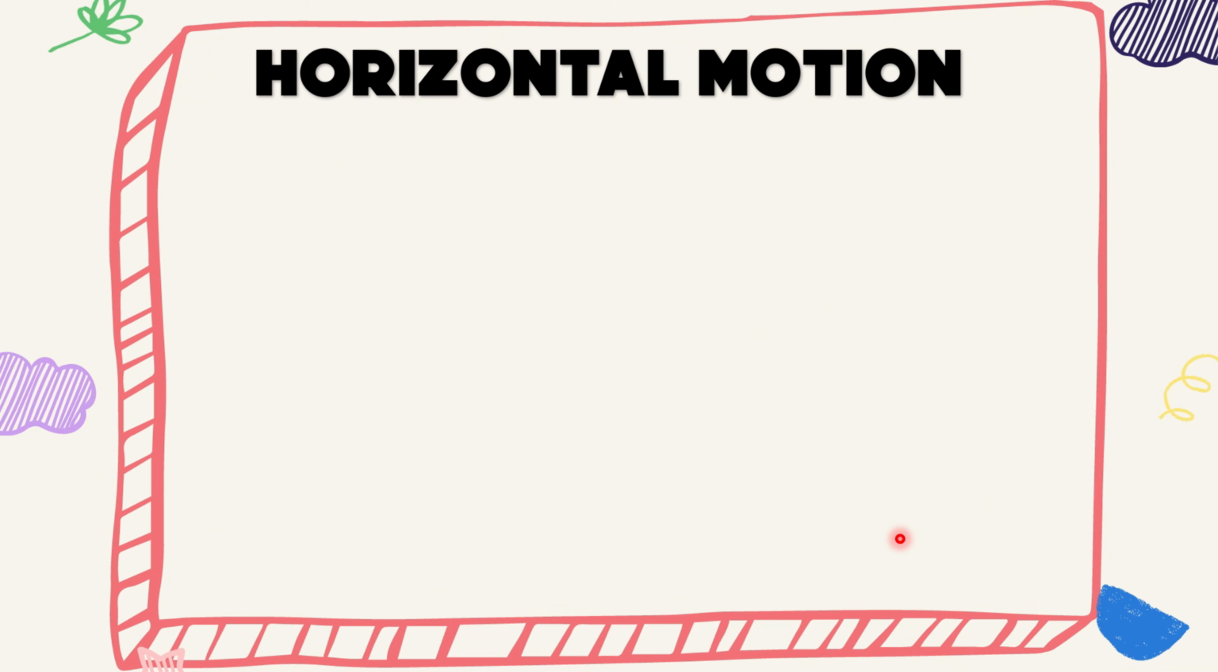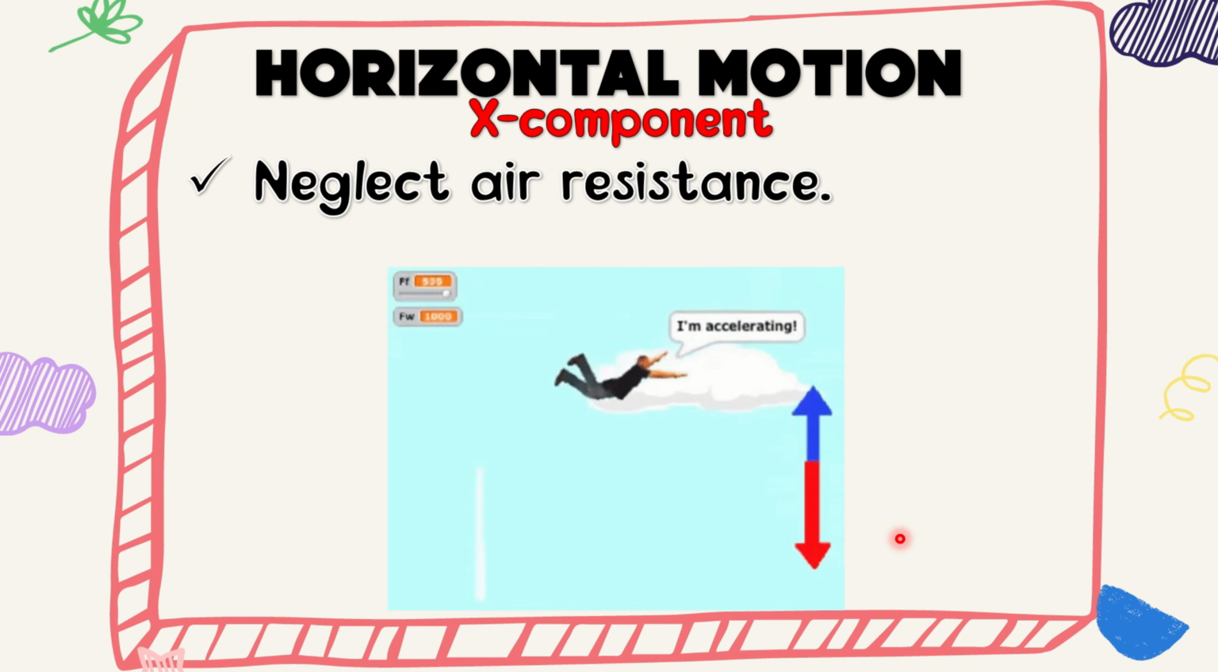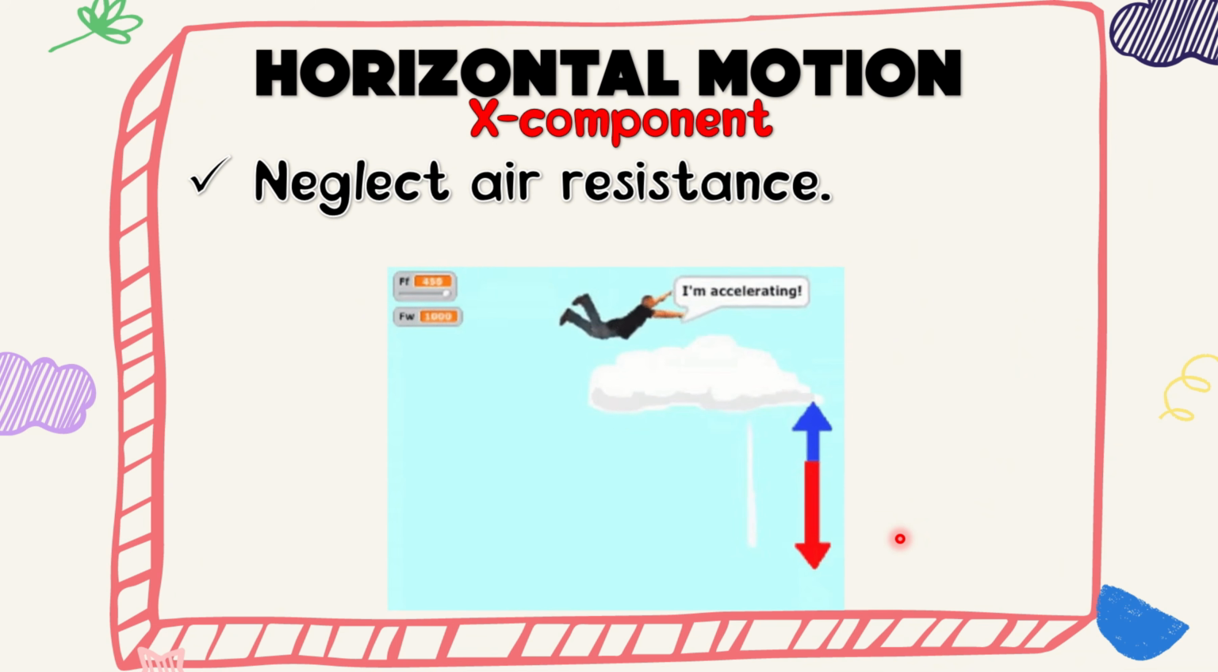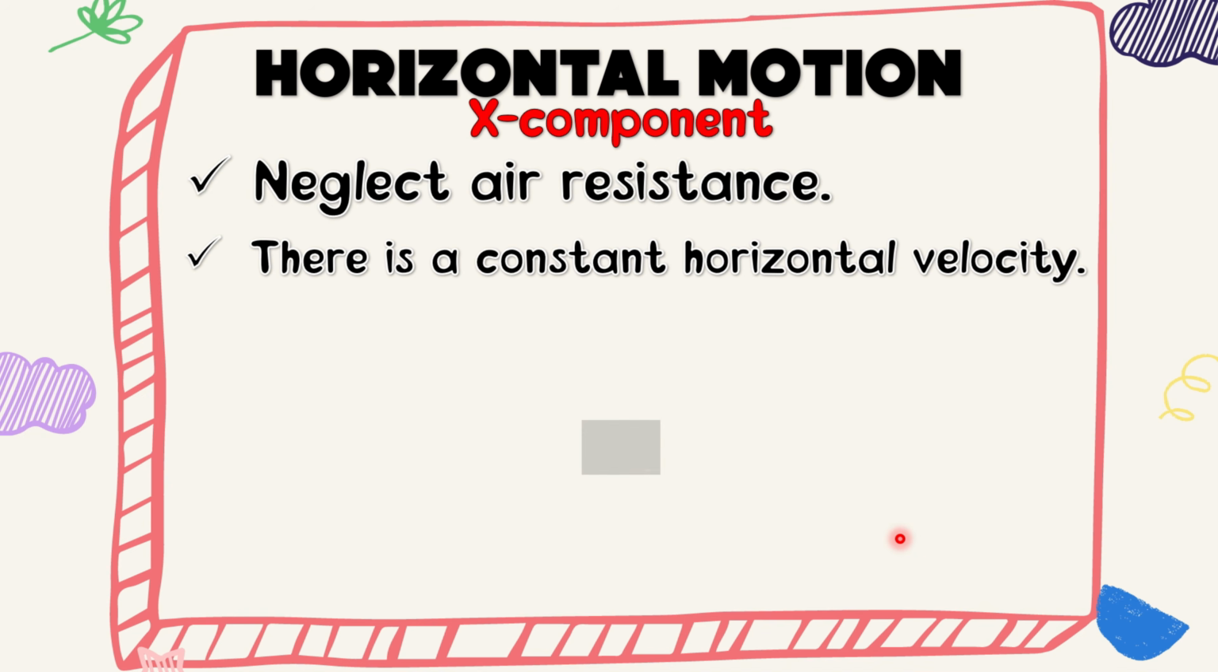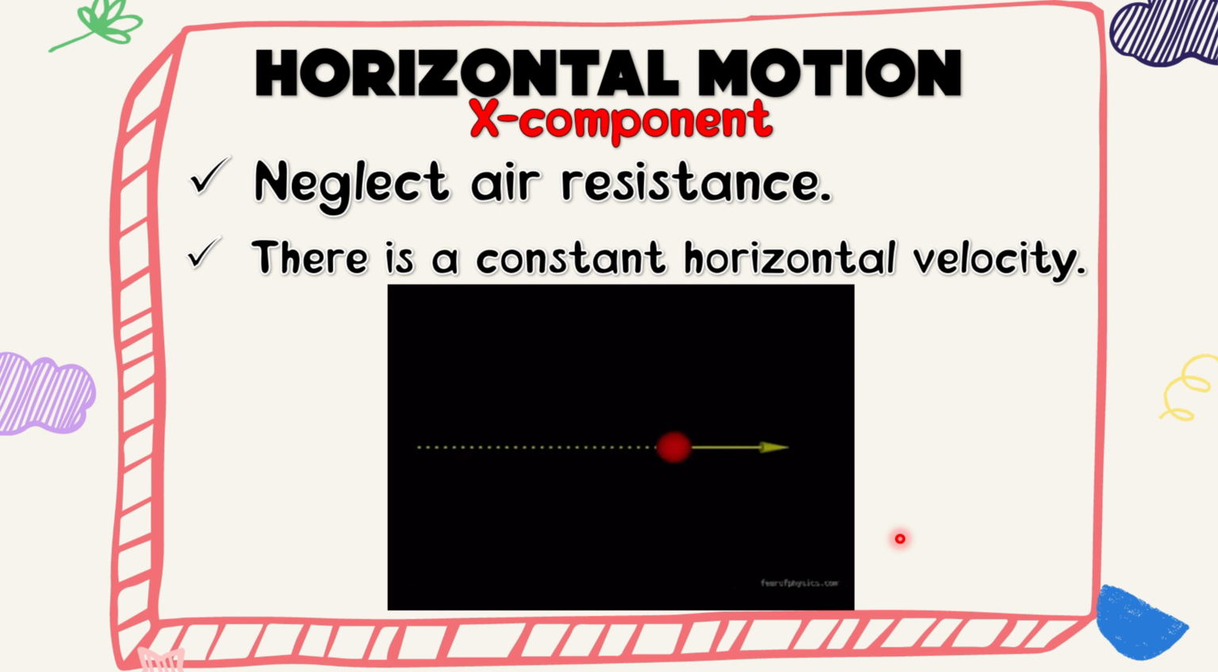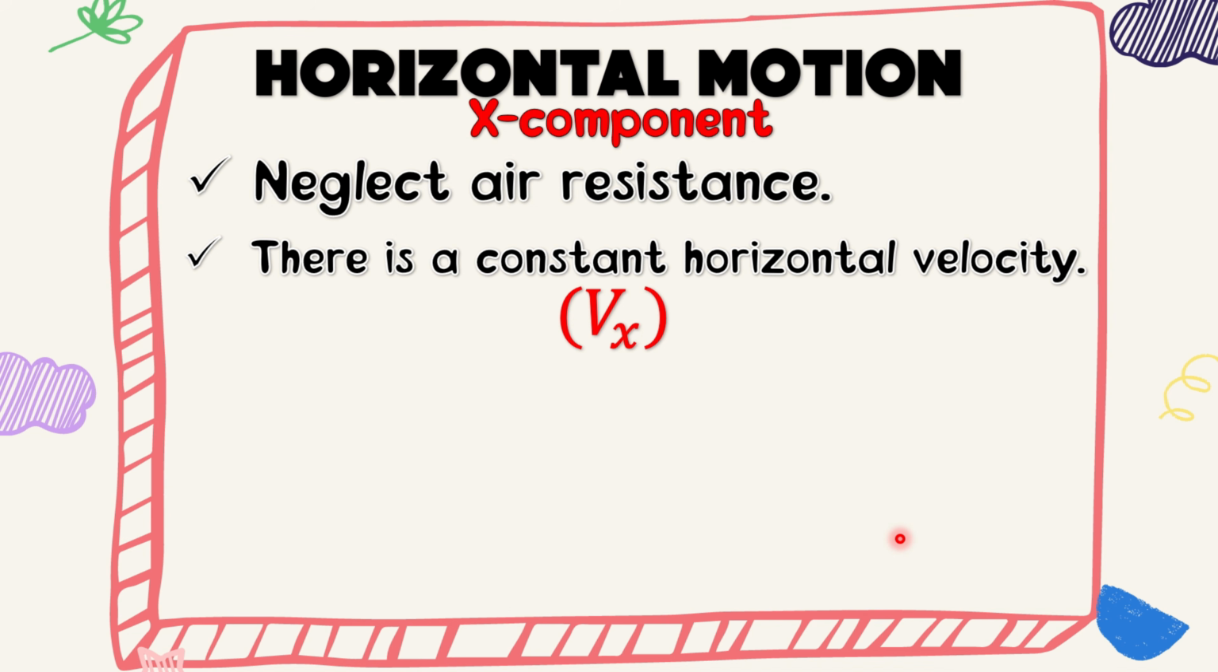In horizontal motion, it is the X component. No resistance in any form. To simplify, we neglect air resistance. Next, there is a constant horizontal velocity. We use Vx to represent it. V for velocity and X for horizontal component.